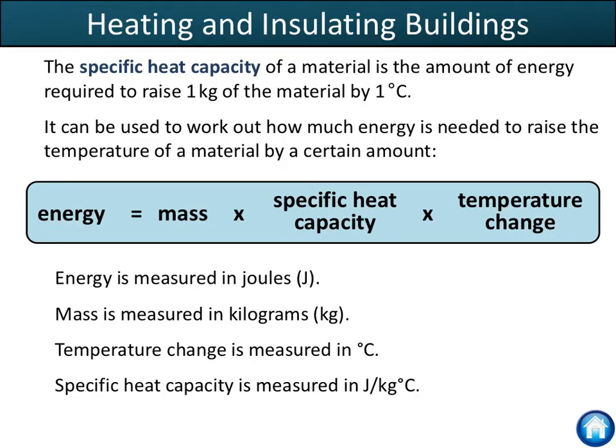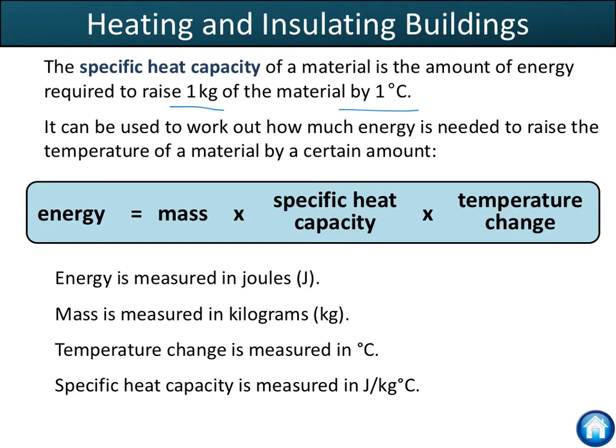So now I'm going to look at heating and insulating buildings. The specific heat capacity of a material is the amount of energy required to raise 1 kilogram of the material by 1 degree C. It's really important that you get that definition absolutely perfect. So it's the energy required to raise 1 kilogram of the material by 1 degree C. It can be used to work out how much energy is needed to raise the temperature of a material by a certain amount. And there's the equation.